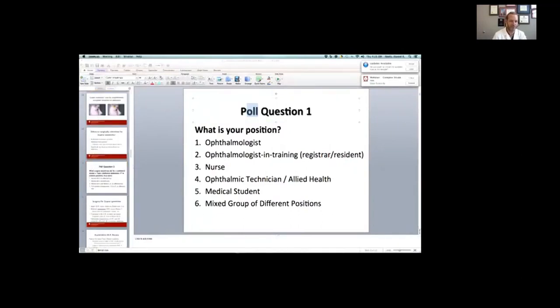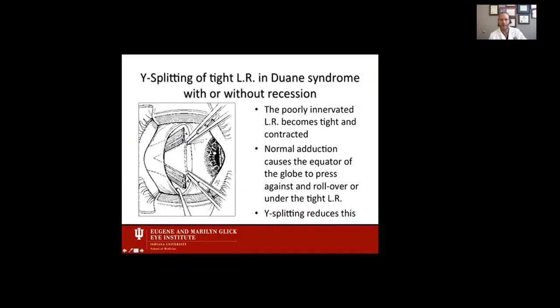Back to the Duane syndrome slide. All right. So this is the diagram of being Y split. If you don't need any exotropia control, you can just simply split that lateral rectus with a muscle hook, spread it out to about the width of the insertion, and tack it back on, and then you're creating this little catch area where the equator won't go up or down.